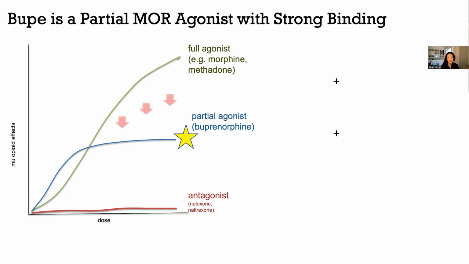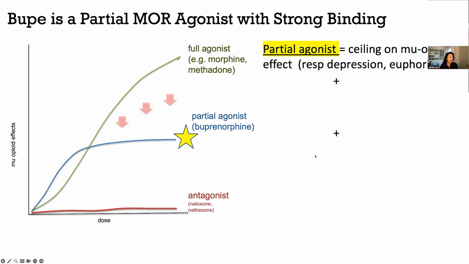The red line is the antagonist, like naloxone. And buprenorphine falls into this middle line, and you'll see that it curves. It reaches a threshold as you go up on the dose where the mu-opioid effect continues to rise, and then it reaches the ceiling where it flattens out. This is what's called the ceiling effect in buprenorphine, and this is why it's a partial agonist.